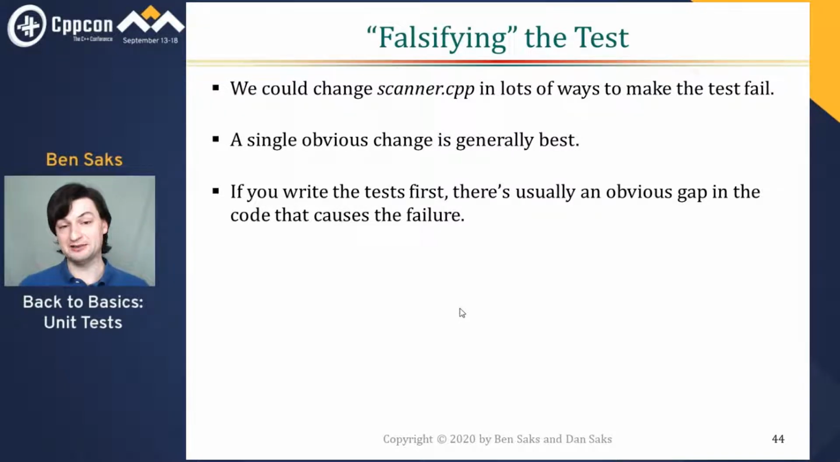Ideally, we just want to make a single obvious change that will make the test fail, because if we'd been writing the tests first, then the test would fail due to a pretty obvious gap in the code. We haven't written anything to make it succeed, so that's a pretty obvious failure case right there. There's nothing wrong with doing something similar when we're going back and falsifying the test later on. I've heard this referred to as falsifying the test. I don't know how widespread that term is. That's just what I've seen used, and it seemed like a handy term here.